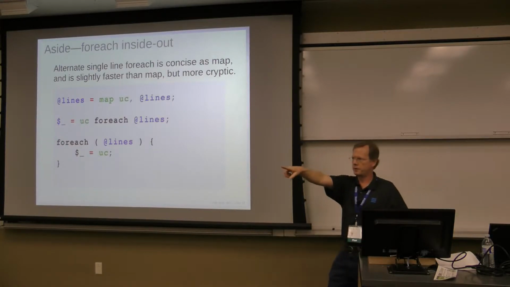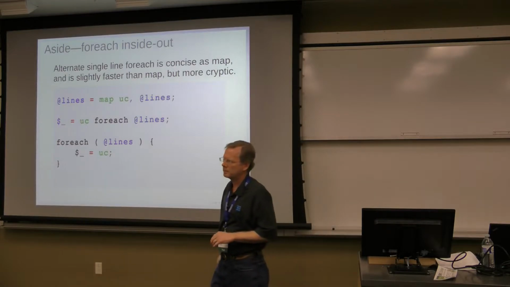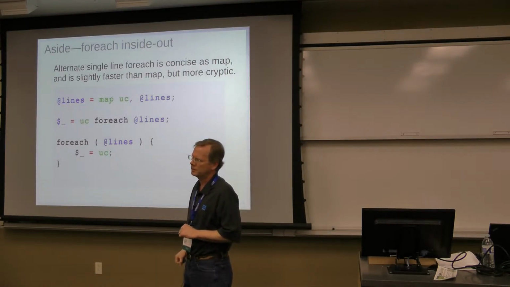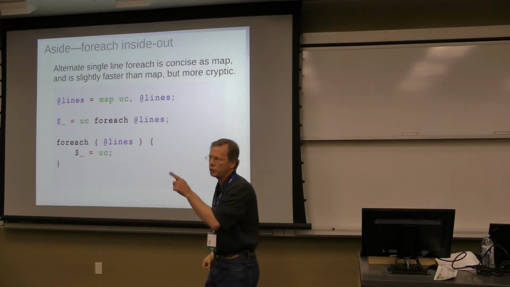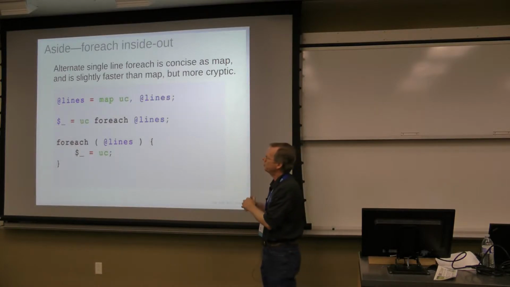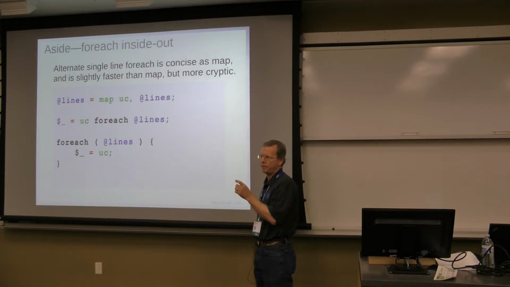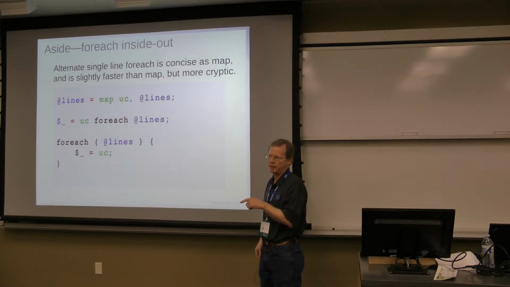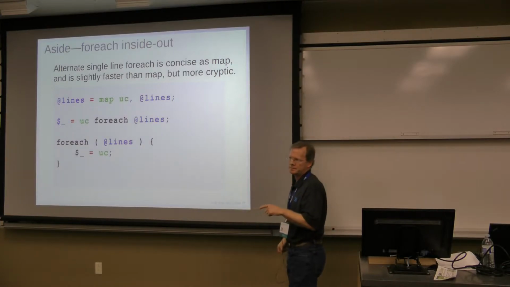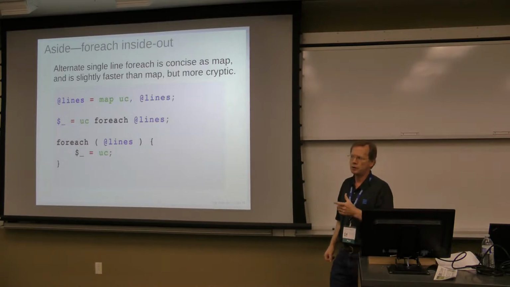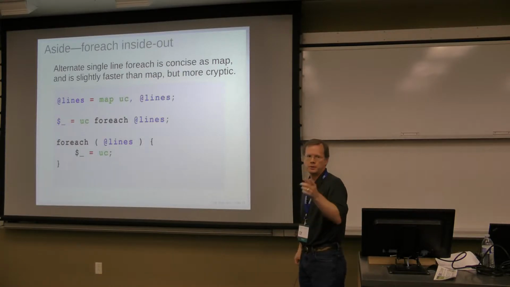Yeah, question over here. Does map modify the source array? That's a good question. And the answer is when you're inside of a map and you modify $_, it will modify the original. That's a side effect you may or may not want to have. It's an alias. Yeah, so $_ is actually an alias.